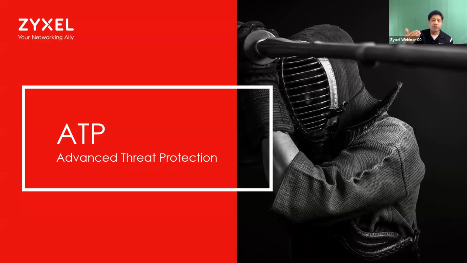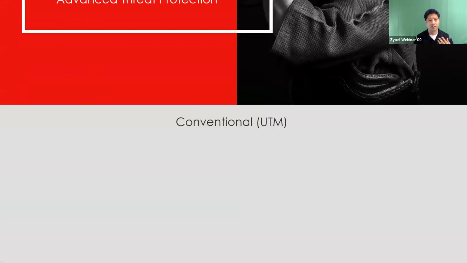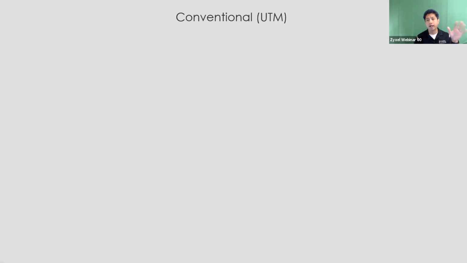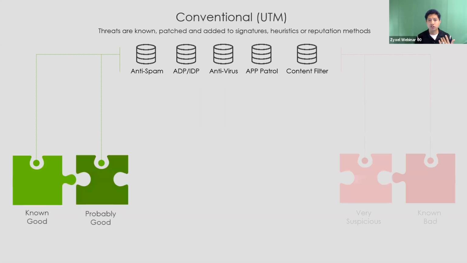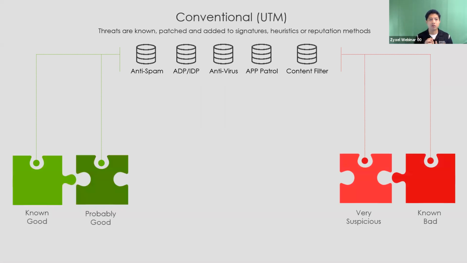Now, the ATP is our newest technology. It's using also the newest hardware as well, and that's why we call it advanced threat protection. So conventional UTM, like our USG, has to use signatures. It's bound to knowing what the virus is, or what the signature needs to be, or the reputation or the heuristics, right? The behavior. It has to be defined. And so it's limited by that definition, right? You can only have so much.